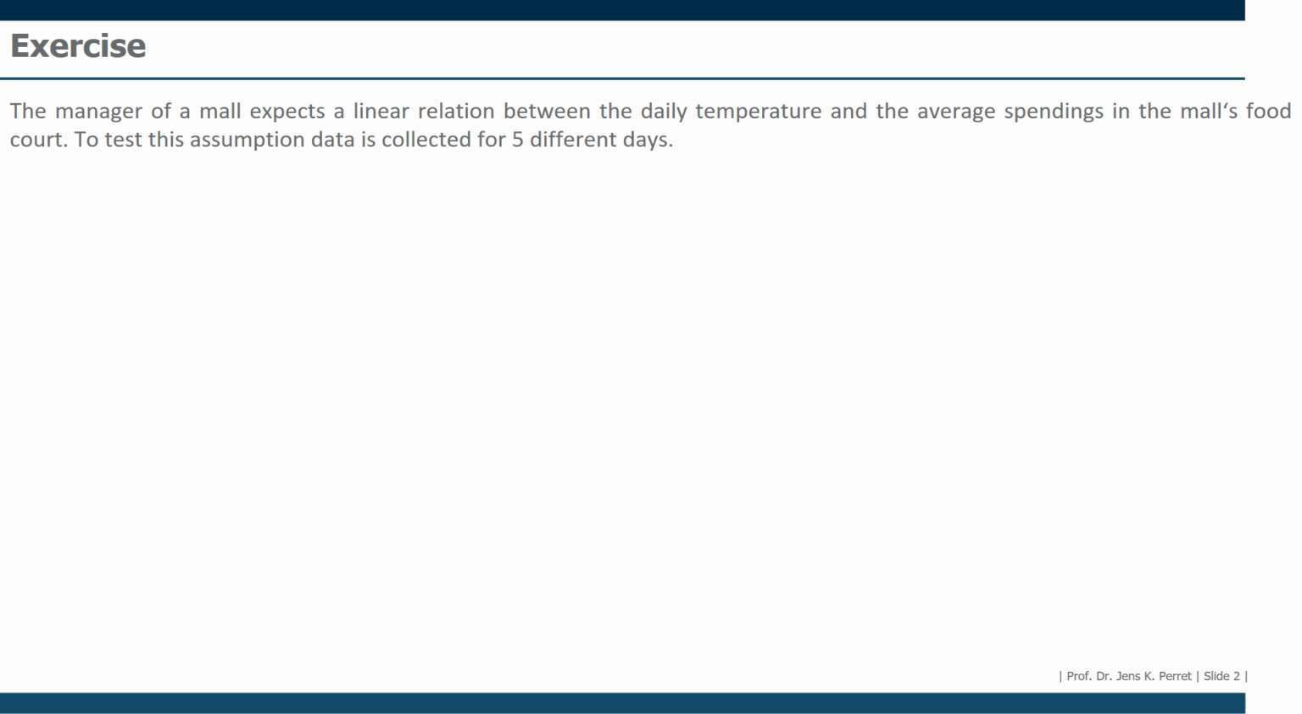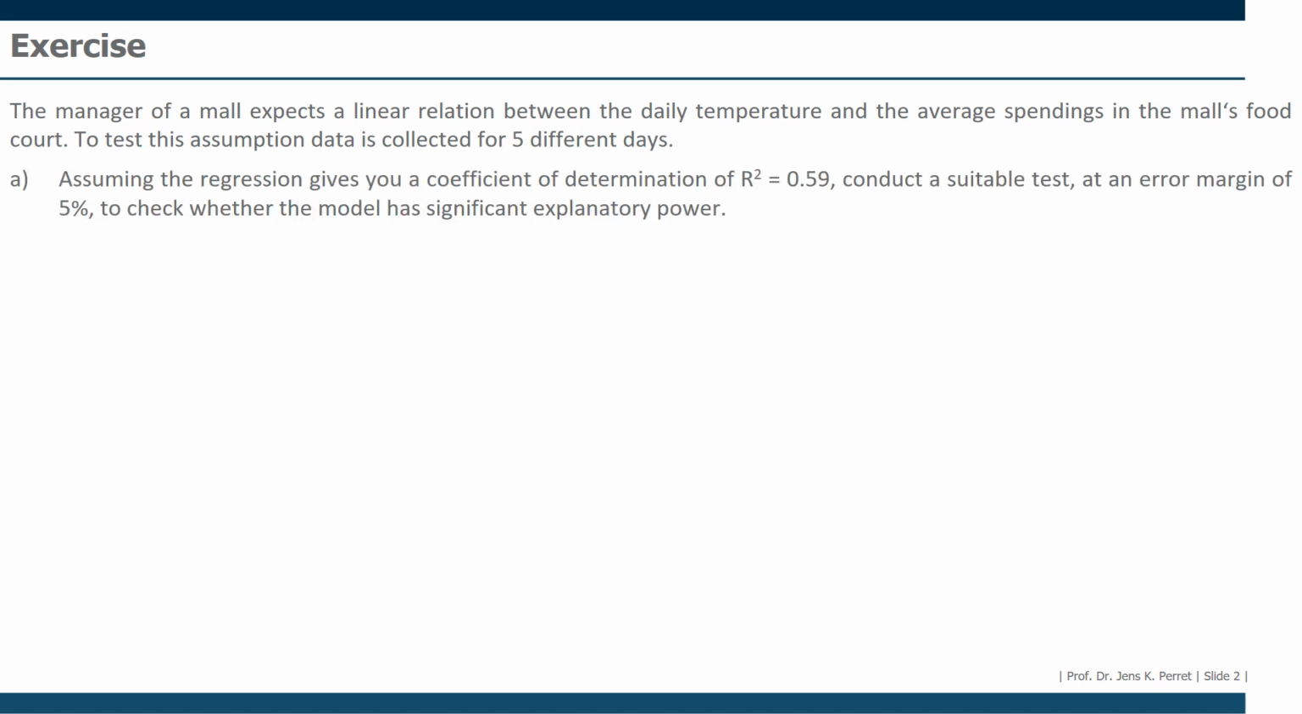The manager of a mall expects a linear relation between the daily temperature and the average spending in the mall's food court. To test this assumption, data is collected for 5 different days. Then our first task, assuming the regression gives you a coefficient of determination of r squared equal to 0.59, conduct a suitable test at an error margin of 5% to check whether the model has significant explanatory power.